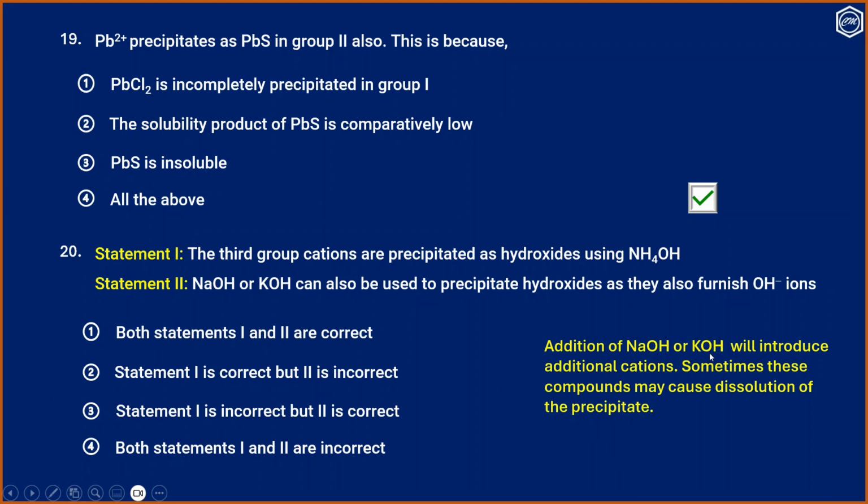Addition of NaOH or KOH will introduce additional cations. Sometimes these compounds may cause dissolution of the precipitate also. So the correct answer is the second one. Statement 1 is correct. The third group cations are precipitated as hydroxide using NH4OH. But the second statement is wrong. So the answer is statement 1 is correct but 2 is incorrect.